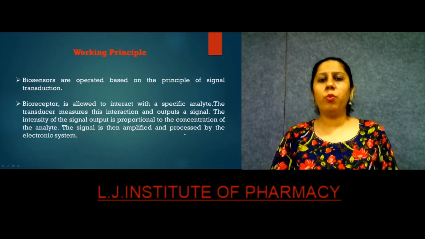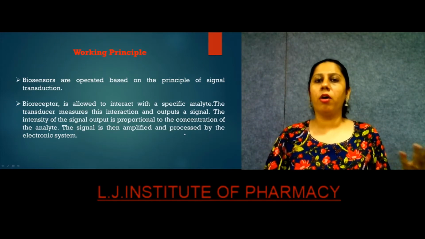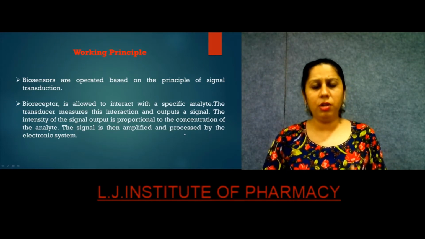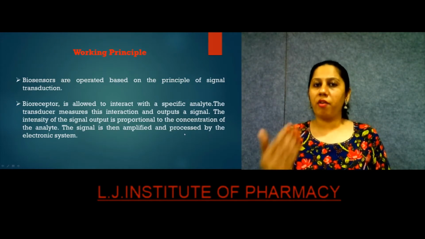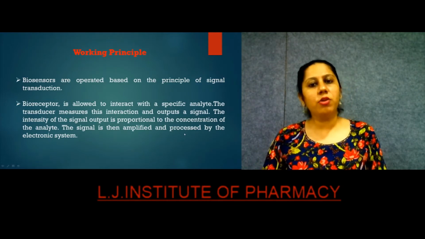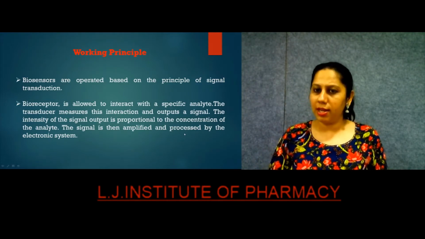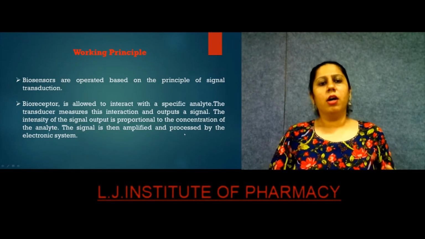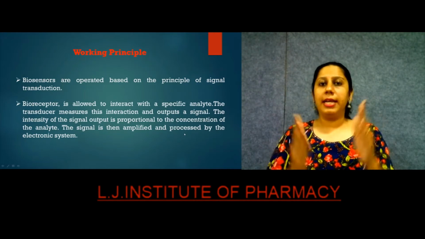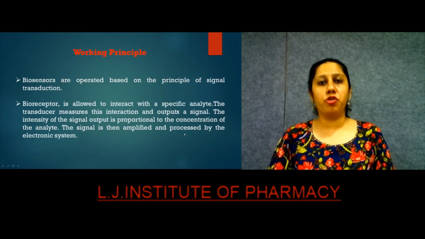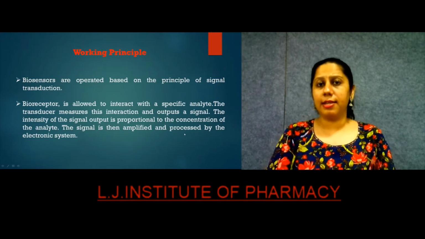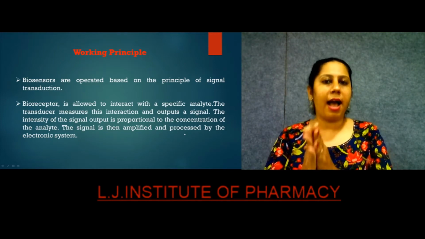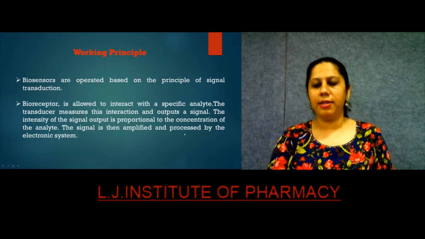Basically, biosensors operate on the principle of signal transduction. The bioreceptor is allowed to interact with the specific analyte, and the transducer measures the interaction and outputs the signal. Simple, okay? The intensity of the signal output is directly proportional to the concentration of analyte. That means the higher the signal output, the higher the concentration of the analyte.